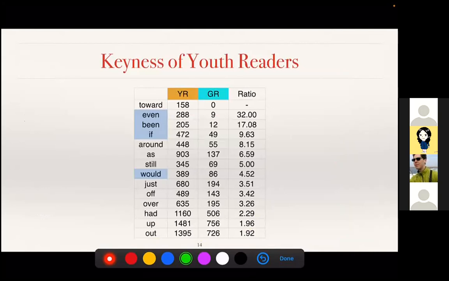And I did the same keyness analysis with AntConc and found these are the keyness keywords of youth readers. So that means these words are lacking in graded readers. It shows some of the functional words are underused in graded readers. But if you look into how these words are used in graded reader and youth reader, it shows how limited the usage of these words in graded reader is. Let's take a look at some of the words' usage and how different they are in graded readers and youth readers.